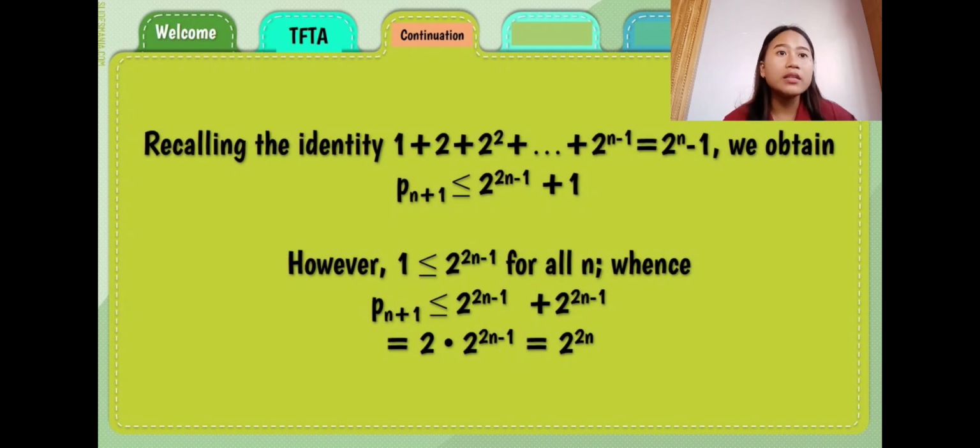However, 1 is less than or equal to 2 raised to the power of 2n minus 1 for all n, whence P sub n plus 1 is less than or equal to 2 raised to the power of 2n minus 1 plus 2 raised to the power of 2n minus 1. And multiplying 2 times 2 raised to the power of 2n minus 1 is equals to 2 raised to the power of 2n.